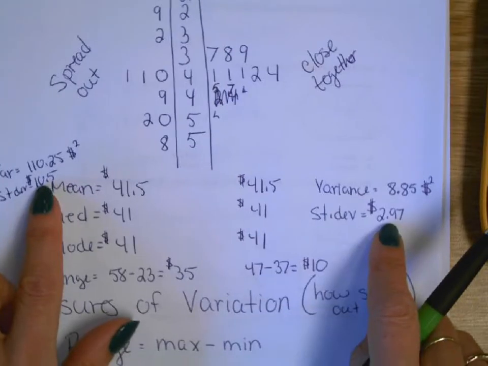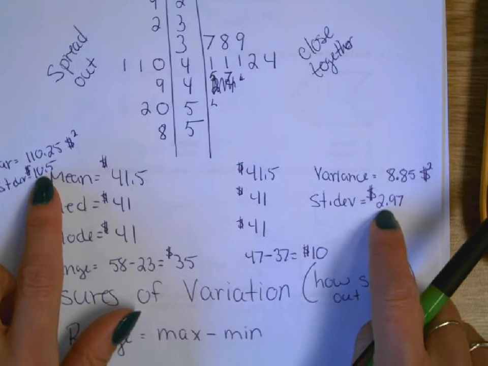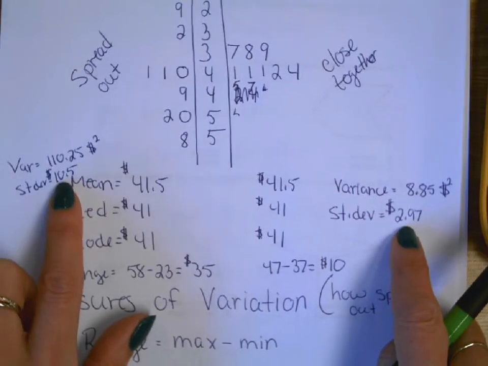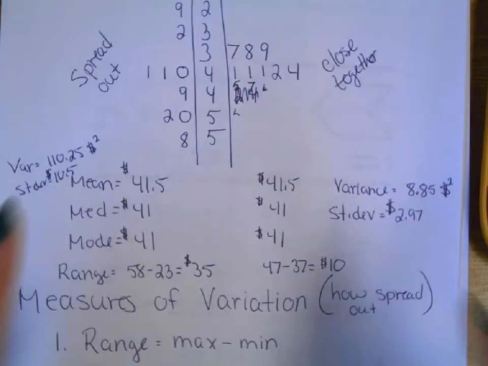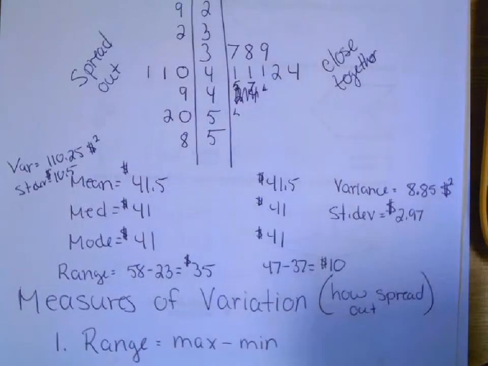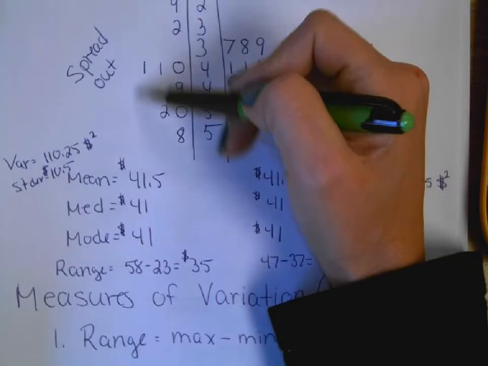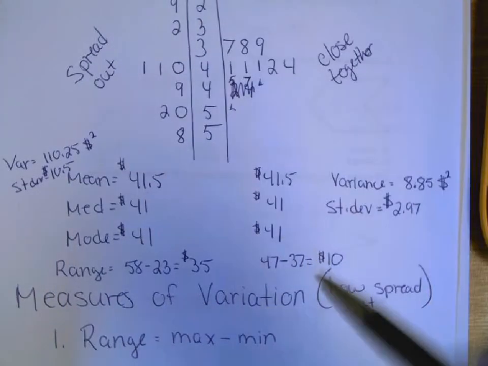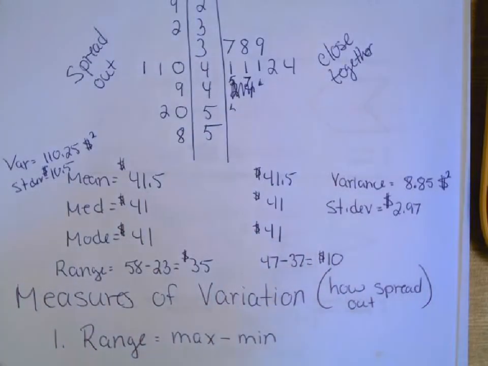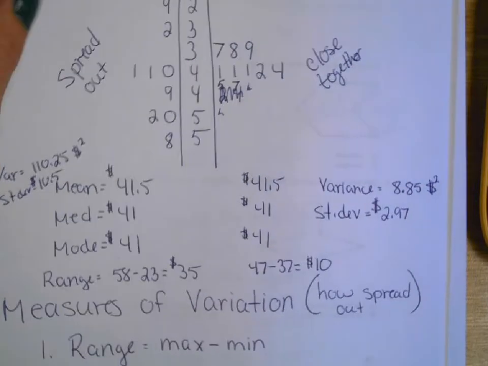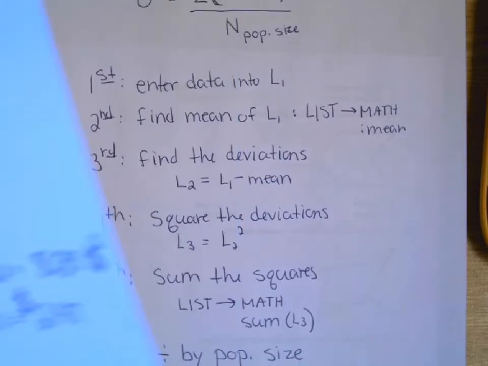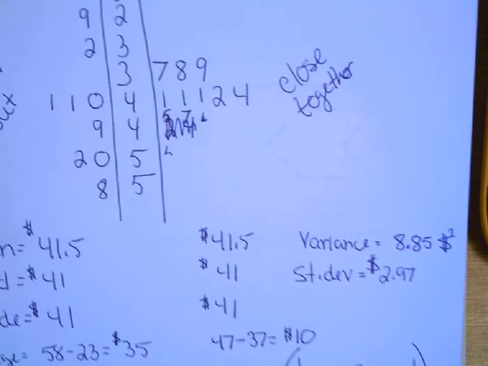And again, a 2.97 and a 10.5, this one's going to be more compact, closer together than this 10.5. Okay. And I did tell you there was going to be a difference between working with a population data set versus sample in terms of calculating variance and standard deviation.